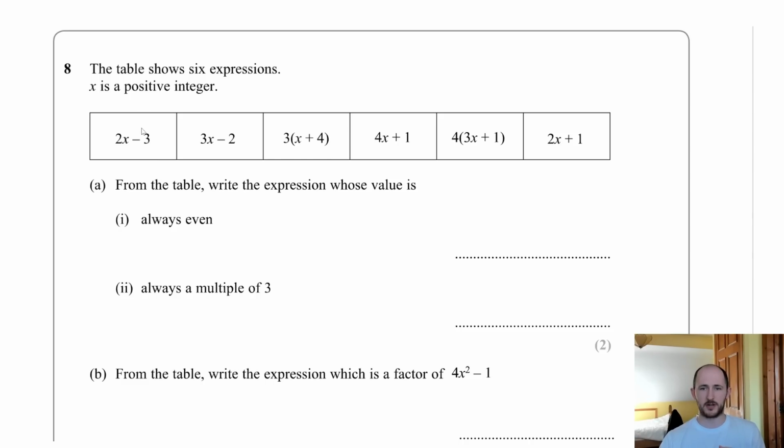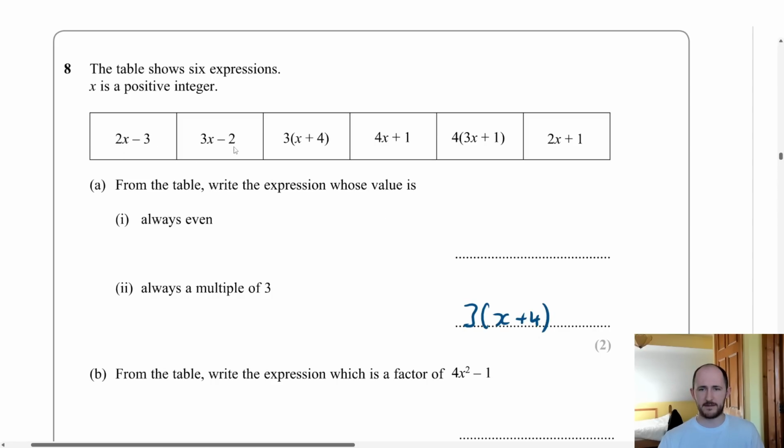So you have 6 expressions, 2x minus 3, and so on. And then we need to find the expression whose value is always even and always a multiple of 3. So always a multiple of 3 would definitely be 3 open bracket x plus 4, because, as I mentioned before, if you want to prove something's a multiple, all you want to do is factorize out the 3. So now let's see the always even one.